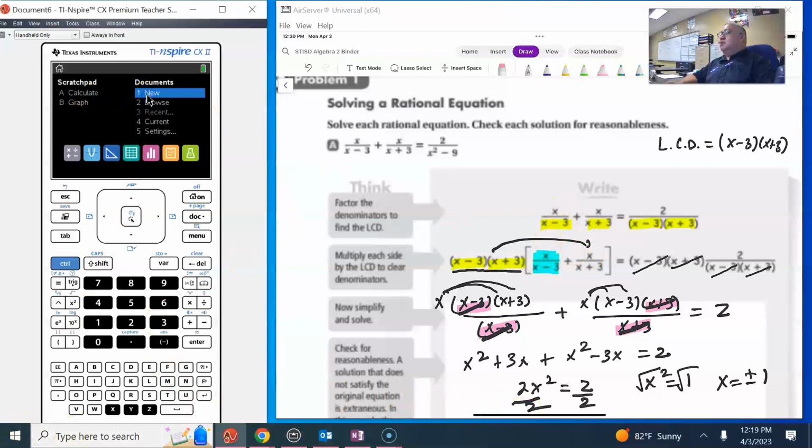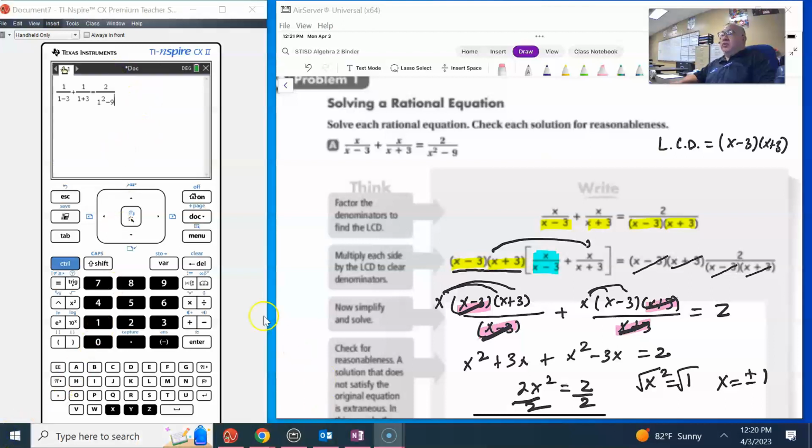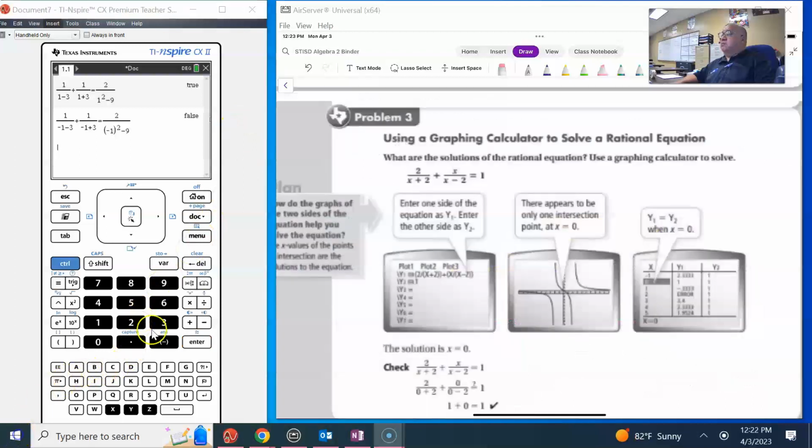What I'm going to do is substitute, and I'm going to go ahead and pause the video to do this. So what I did is I already substituted into the equation. I'm going to see if it comes out to be true, and it is true. So the first answer is 1. I went ahead and substituted negative 1 into the equation, and it's false. So the only answer is x equals 1 is a solution, okay?